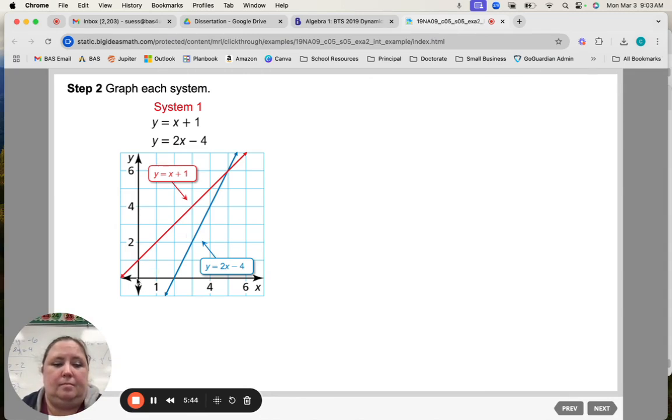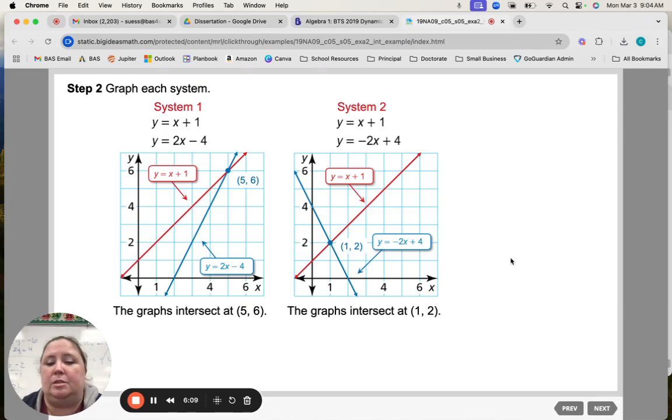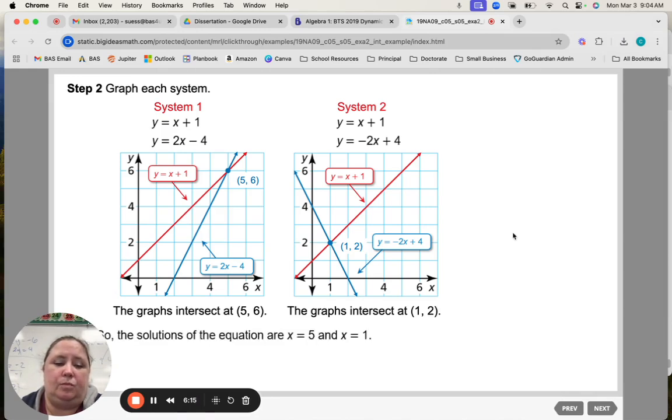5, 6 is correct. So that's one answer. Second answer, we have the same first line. And then the second line is +4. And then the slope's -2. So it crosses at 1, 2. So for each system, we have 2 possible solutions. So we might have x equals 5. We might have x equals 1, depending on the absolute value.